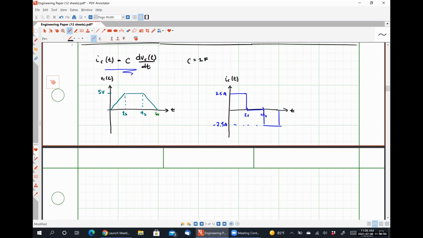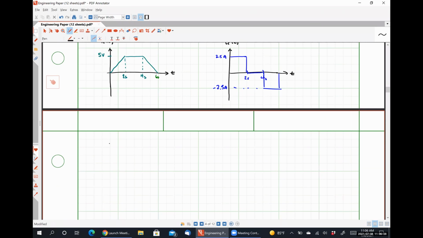Okay. So we have observed that when the voltage is increasing, the current is positive. When the voltage is positive, but since it's increasing at a constant rate, the current has a constant value. When the voltage is constant, our current is 0. And when the voltage is decreasing, it's negative. And because it's decreasing at a constant rate, it is a negative constant.